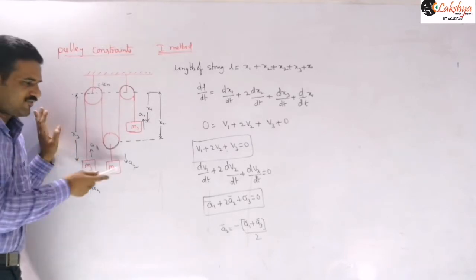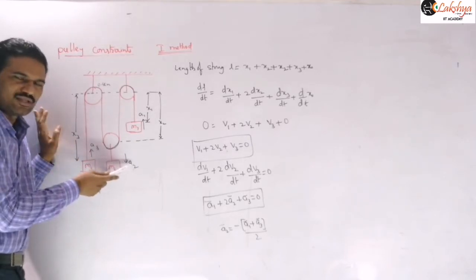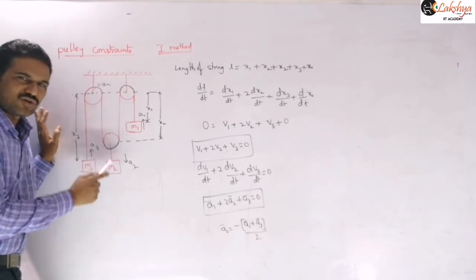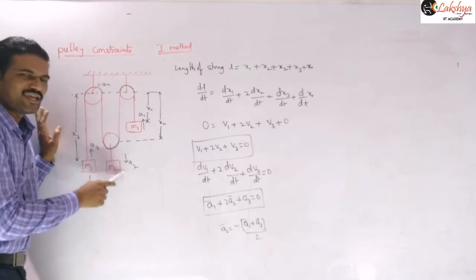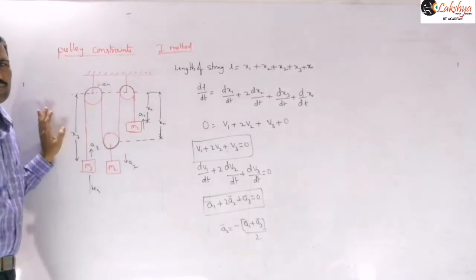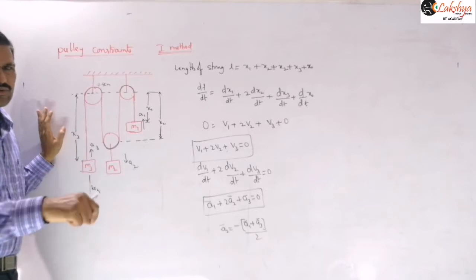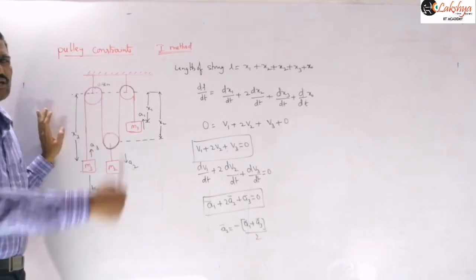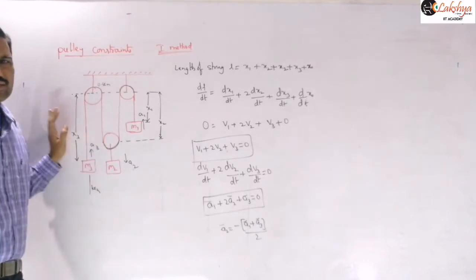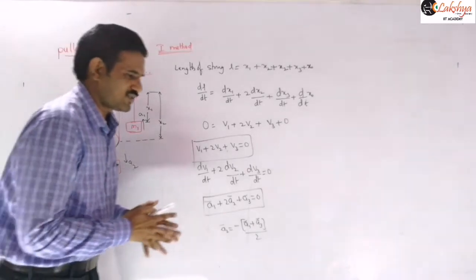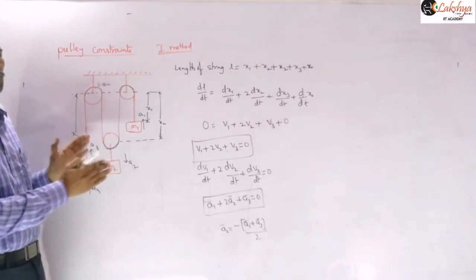If your assumption is wrong, then after solving this problem, finally you will get this a2 value with the negative sign. That indicates that your assumption is wrong. You should reverse the direction of that acceleration. The numerical value will remain the same; you just need to reverse the sign. So what I am saying is you can assume the accelerations.